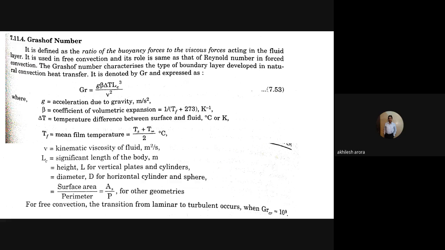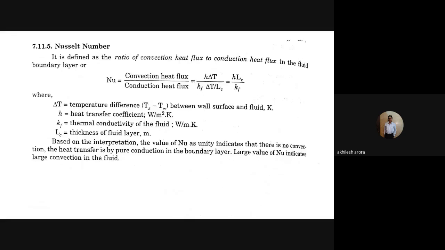Now let us look at the Grashof number. Before the Grashof number, I will come to the Nusselt number actually. So what is Nusselt number? Nusselt number is defined as the ratio of convection heat flux to the conduction heat flux in the fluid boundary layer, or you can define the Nusselt number as convection heat flux divided by the conduction heat flux. So it is given by h into delta T divided by Kf into delta T by Lc. So you can see here, what is this value? It comes out to be h Lc divided by Kf.